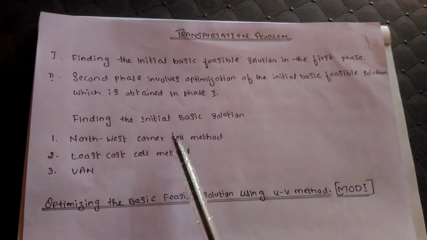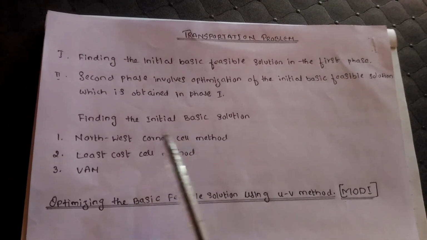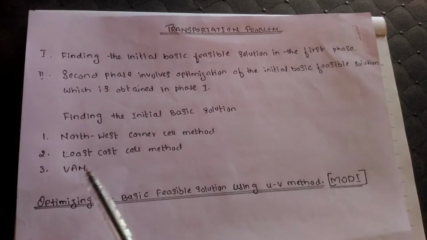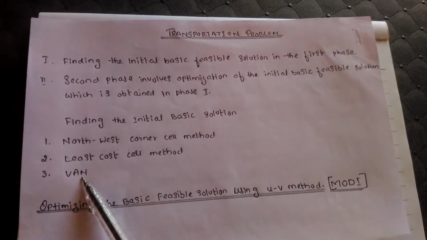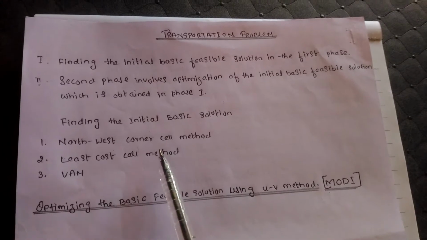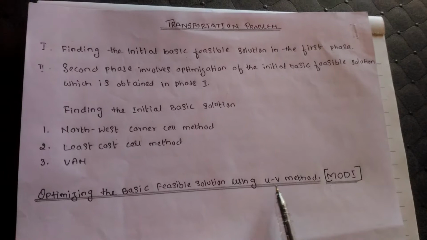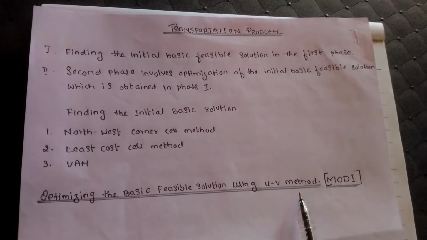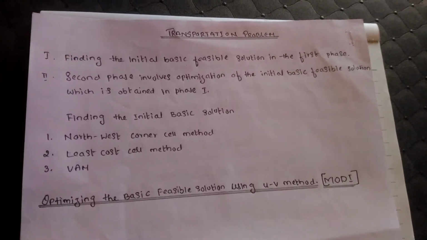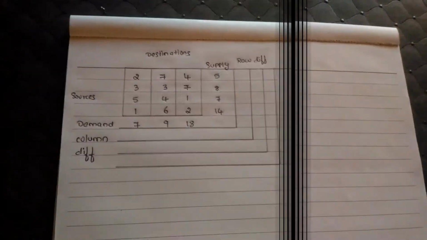The methods that we used to identify the initial basic feasible solutions were the northwest corner cell method, the least cost cell method, or VAM, which is nothing but Vogel's approximation method. Using any of these three methods, we were successful in identifying the initial basic solution. Now, after applying the UV method, we would be able to identify the optimal solution for the given balanced transportation problem. So let us proceed with the problem.